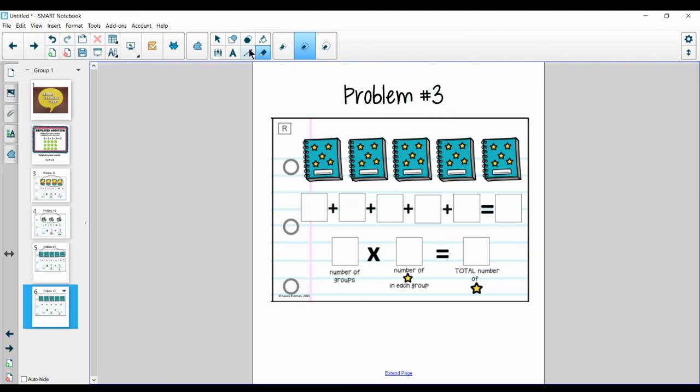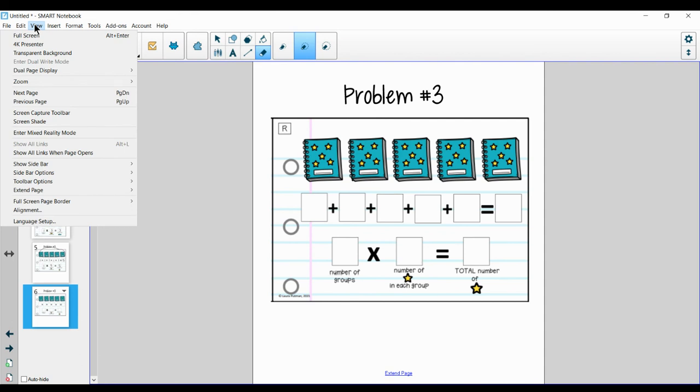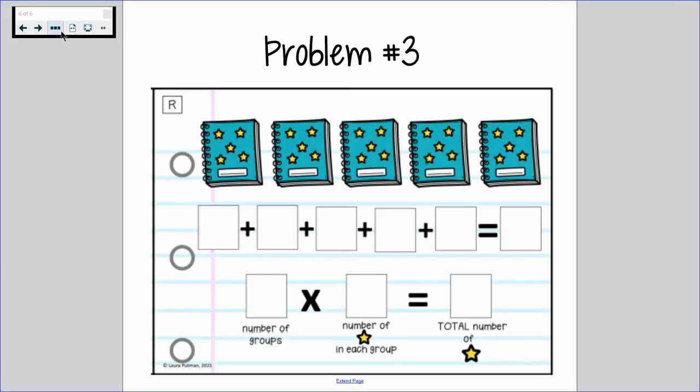1 is usually the easiest rule to remember as you're multiplying because anything times 1 equals itself. And as you could see in most of those problems, which was nice, but this will just be another way to do this problem because as we keep going on in the year, it's going to get a little harder. So I can look at each notebook and I would know that each notebook equals one group. And there's 1, 2, 3, 4, 5 stars inside of each notebook.